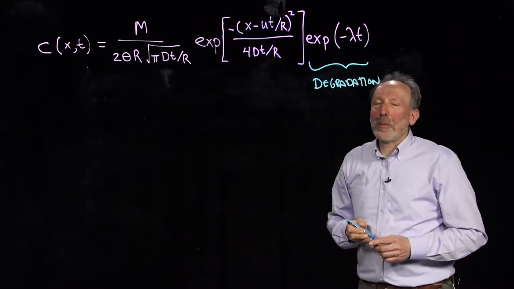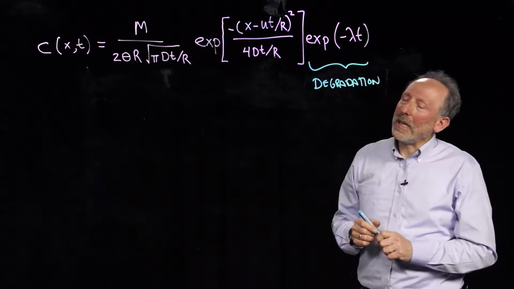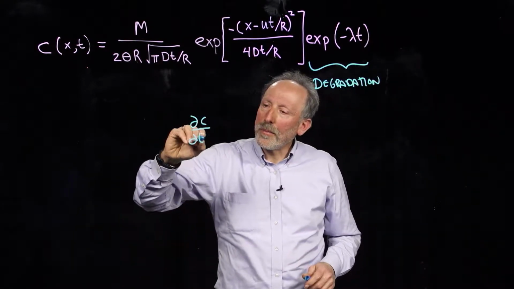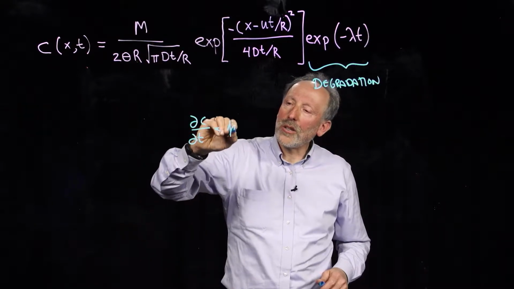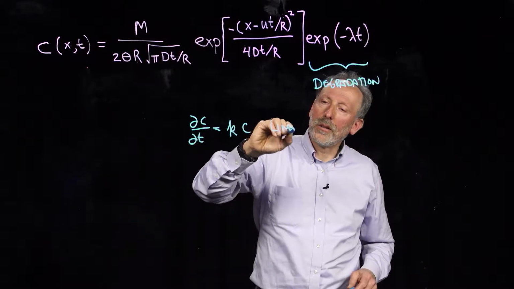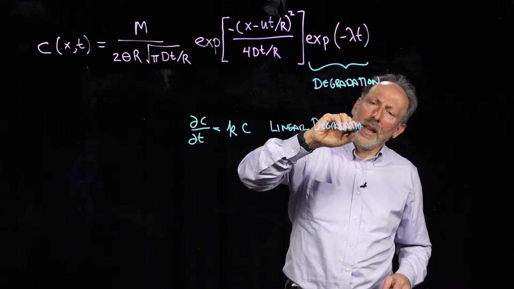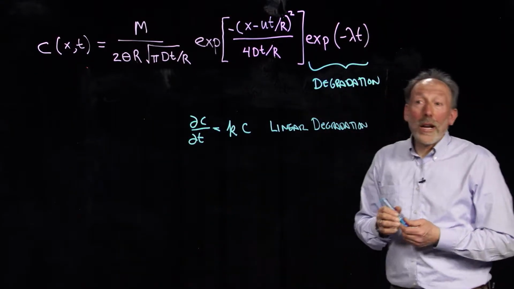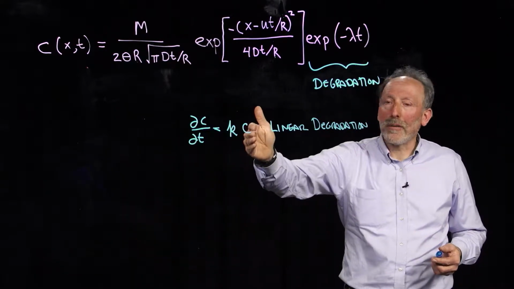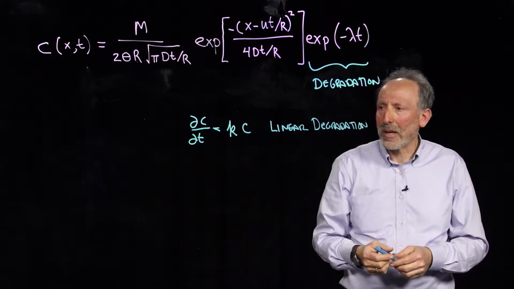The degradation term is, in this case, using what's called linear degradation, which means that the change in concentration in time is equal to a coefficient times the concentration itself. So this is a linear degradation. And you may recognize this from radioactive decay, for example. In radioactive decay, the amount of decay is proportional to the amount of radiation, so it's always losing a constant fraction of its mass in a given amount of time.